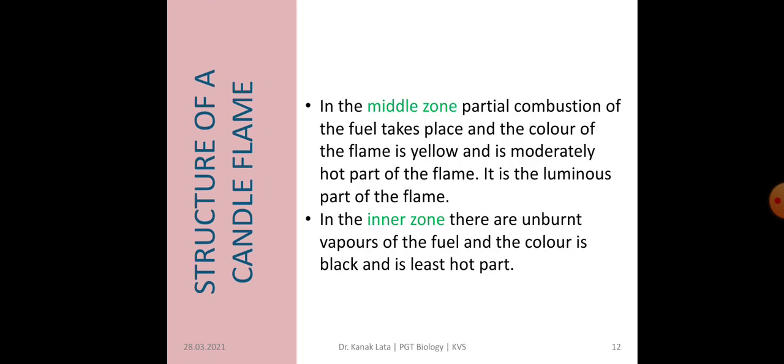Second is the middle zone, where partial combustion takes place and the color of the flame is yellow. It is the moderately hot part of the flame, and it is the luminous part of the flame, whereas the outer zone is non-luminous. And the third zone is the inner zone, where there are unburnt vapors of fuel and the color is black, and it is the least hot part of the candle flame.